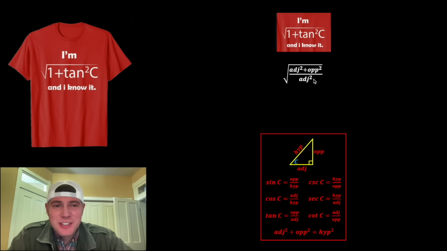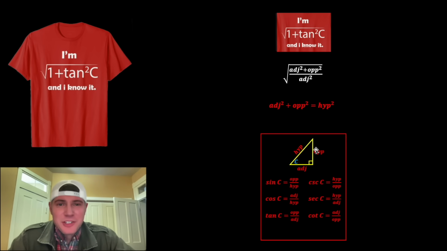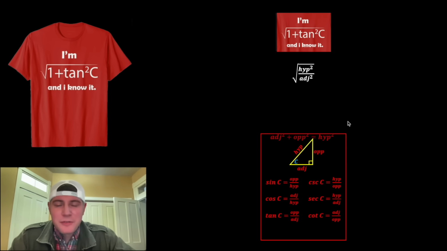So this adjacent squared plus opposite squared, that looks familiar. We have that down here in our Pythagorean theorem. Let's bring it up here. Adjacent squared plus opposite squared is equal to hypotenuse squared. That came from the Pythagorean theorem of this triangle. So in the place of adjacent squared plus opposite squared, let's plug in hypotenuse squared. So now we have square root of hypotenuse squared over adjacent squared.